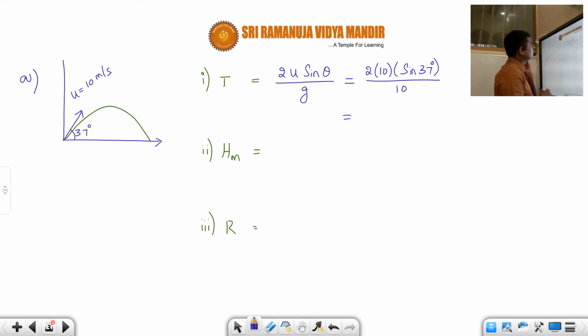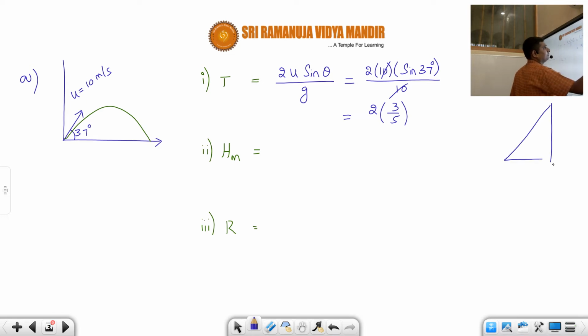For MPC students anyway trigonometry is covered, so for them it may be easy. But for BiPC students, please learn trigonometry, in the sense that whatever I am teaching, you learn. So 10, so 2 into sine 37, which is 3 by 5. To remember these values I told you one triangle: 37, this is 3, this is 4, this is 5, please remember this one. Sine 37 is 3 by 5, sine means opposite by hypotenuse. So that is equal to 6 by 5 seconds.